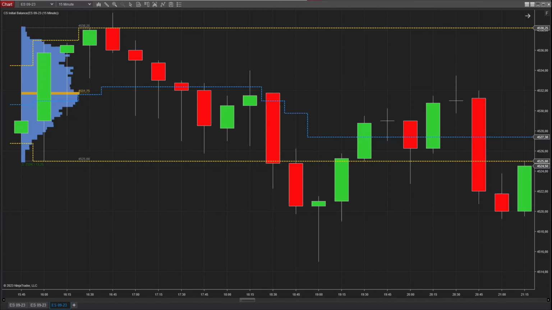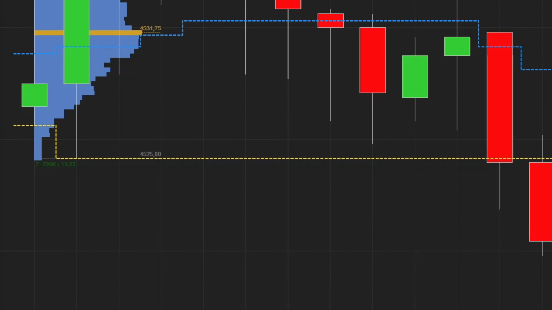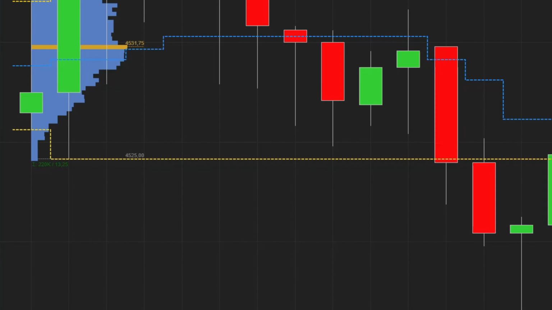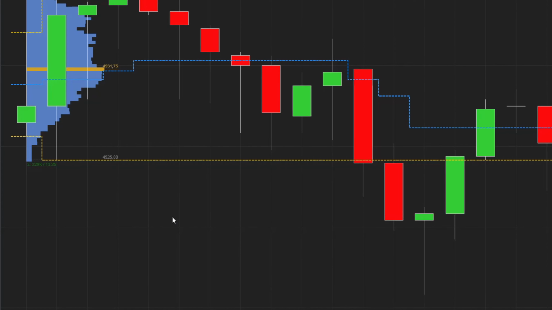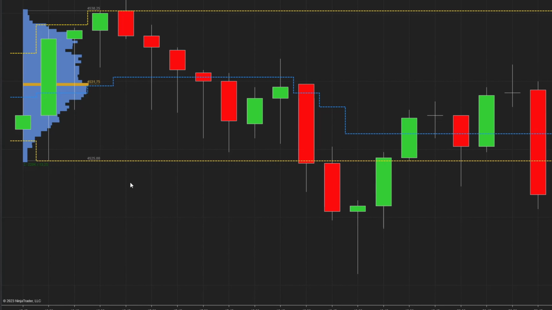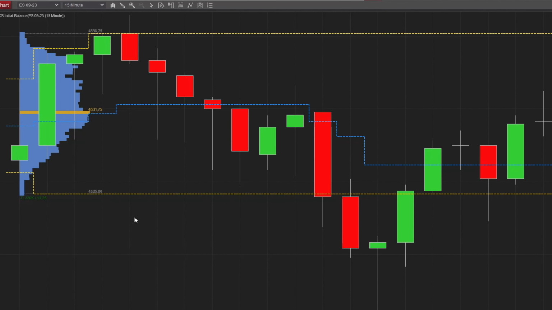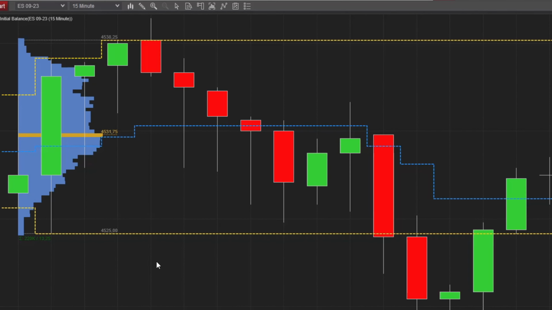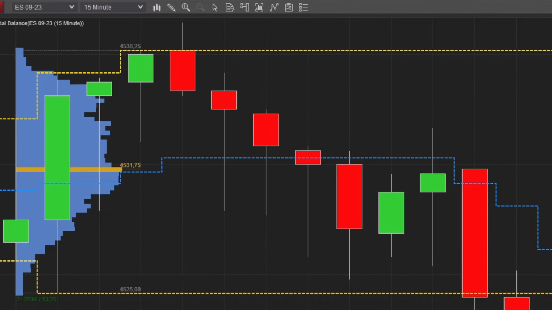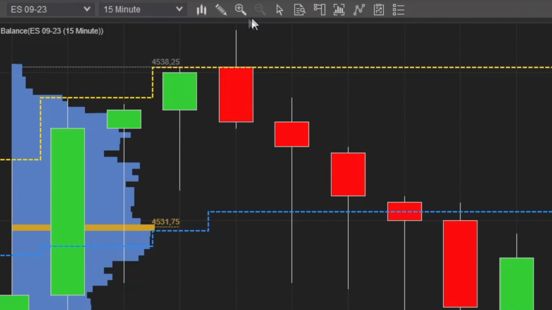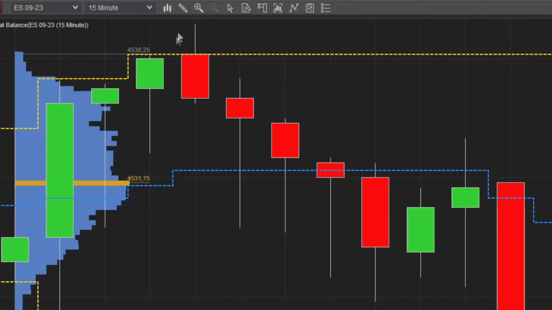So you decide to take a long position, setting your stop loss just below the initial balance low and targeting a price point above the initial balance high. As the day unfolds, just like statistics predicted, the market breaks the initial balance high. You exit your position with a nice profit. See, you were right to trust the data.